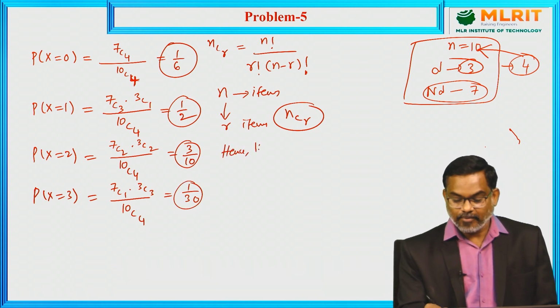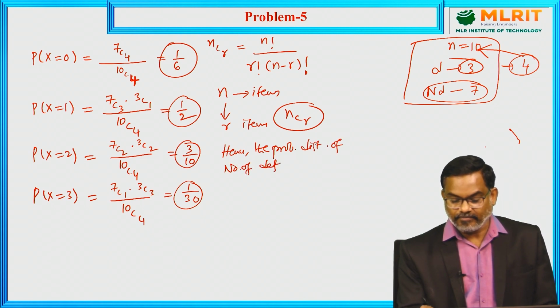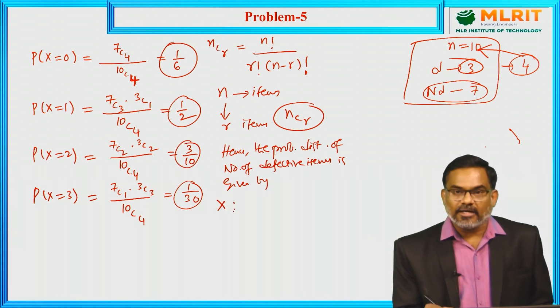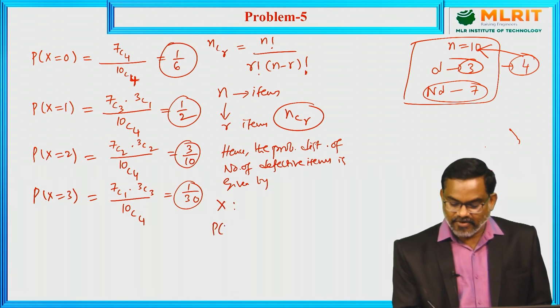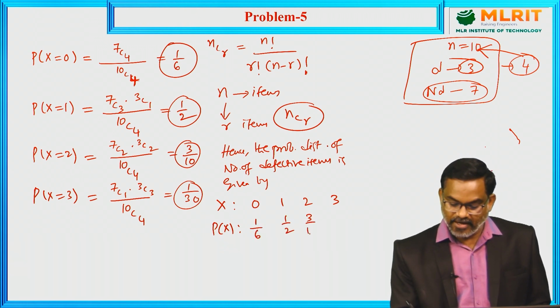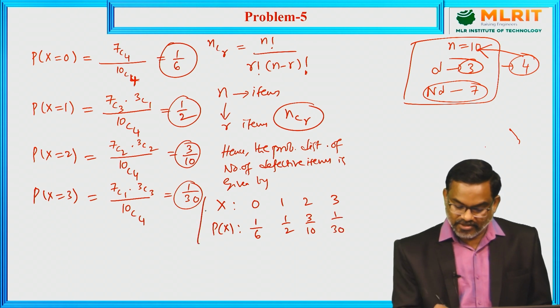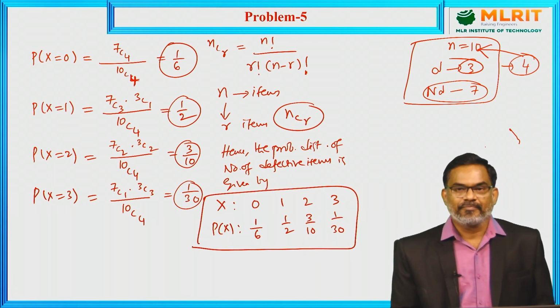Hence, the probability distribution of the number of defective items is given by, let us construct a table with x values and corresponding probabilities. X takes the values 0, 1, 2, maximum 3, and for x equal to 0 the probability is 1 by 6, then 1 by 2, 0.5, 3 by 10, 1 by 30. So, this is the probability distribution of defective items.